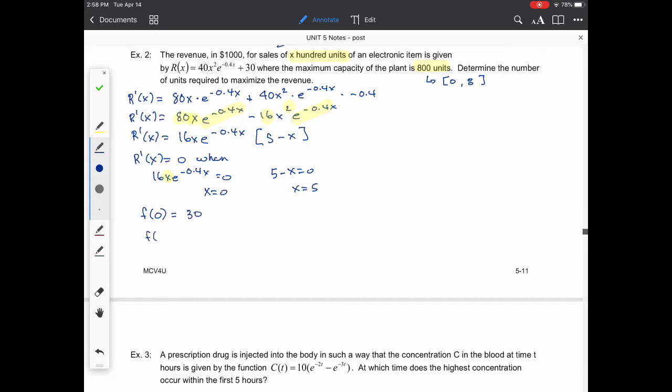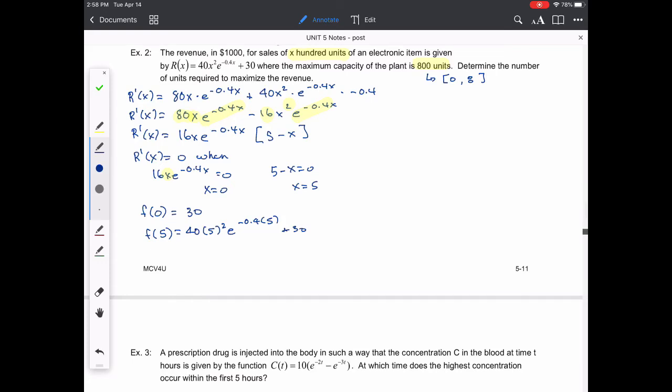If I do f of 5, now we're going to do a little bit of work. We're going to have 40 times 5 to the exponent of 2, e to the negative 0.4 times 5, plus 30. When I do that, it's going to give me a decimal, so I'm not going to worry about exact numbers for this part here. It's going to be 165.33.